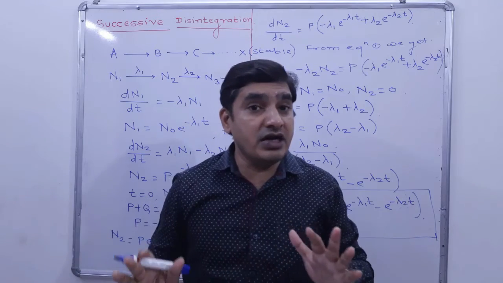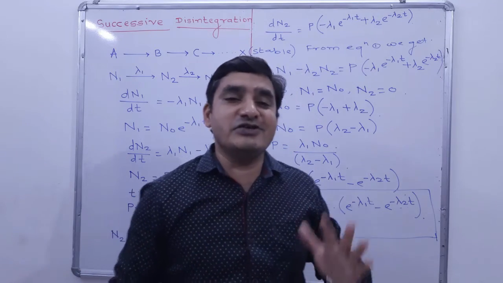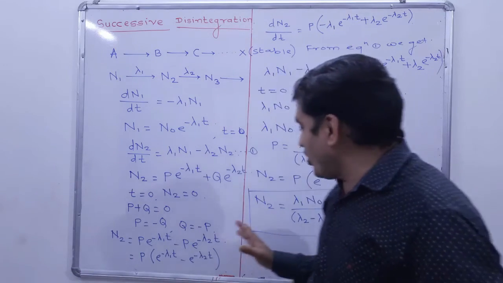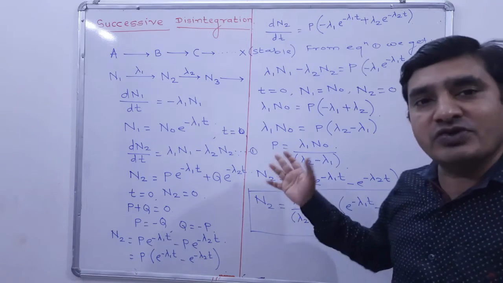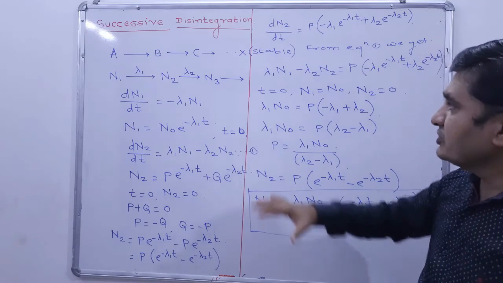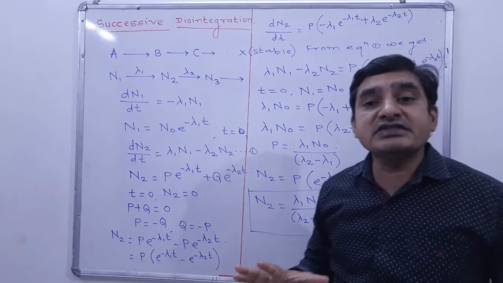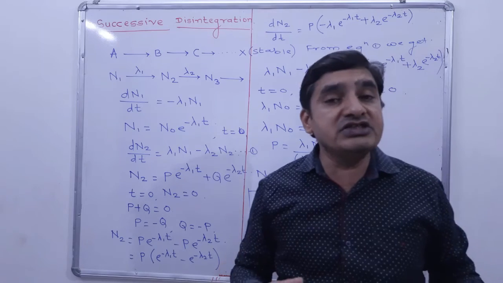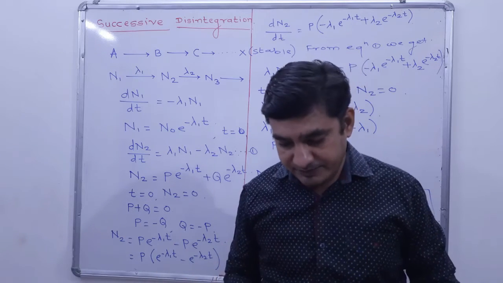which is radioactive. The daughter is also radioactive. Now this daughter also disintegrates, and we obtain a new daughter. So this process is a successive disintegration of radioactive nuclei.